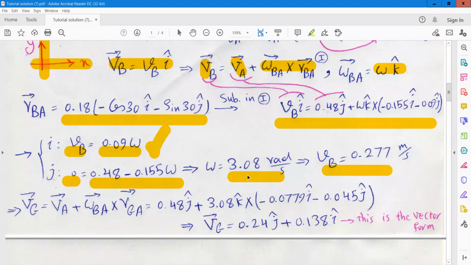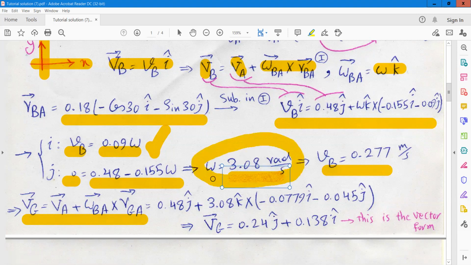The next step, we need to find the velocity of G with respect to point A, because this time we have the angular velocity of link BA. And if you substitute in this equation, we have VA, we have omega BA, because here we obtain the omega BA. This is the omega BA.